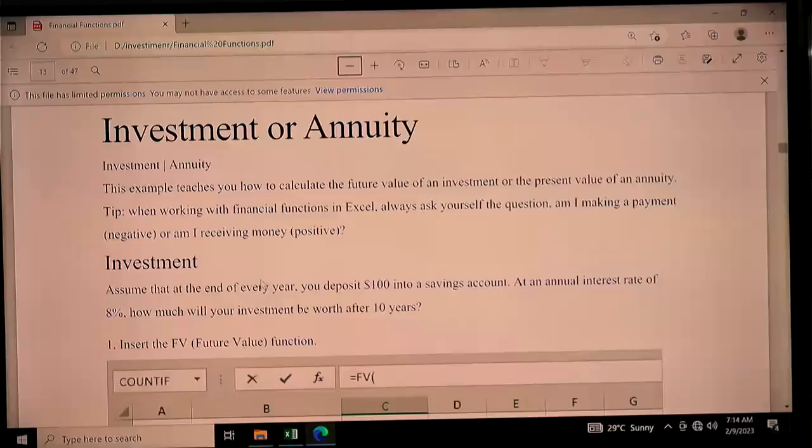Investment annuity. So our discussion today, we're going to check about investment or annuity. But before then, last time we did about the loan and loan amortization, and we discussed the functions that we use when computing the loan, the interest, the principal. We separated the principal and the interest from the amount paid every period.